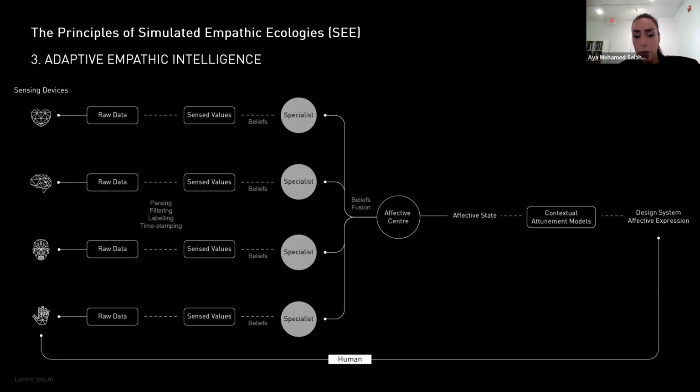And I'll speak a little bit more about that in terms of a specific platform that I tested on. Then the intelligence of the space finds itself needing to depend on a centralized system that could fuse these beliefs, so that the affective center, which also takes the other contextual elements into consideration, can make a nuanced, well-rounded inference of the affective state.